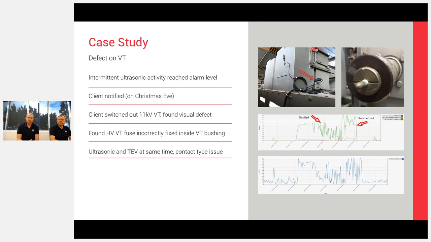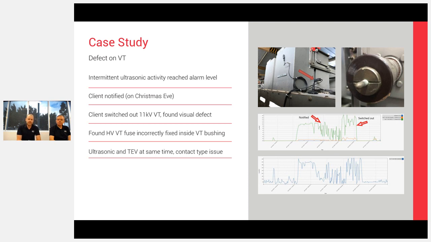The reason that they switched this VT out so quickly is because they had skeleton staff that were going to run the network over Christmas. They didn't want a failure on Christmas Day or Boxing Day or anything around there. And that reduced their risk over the Christmas period.